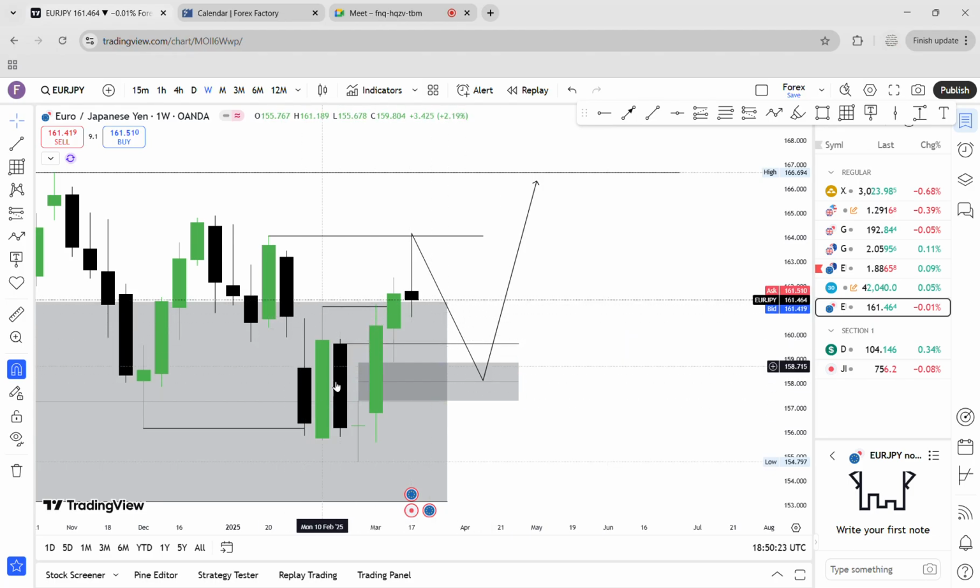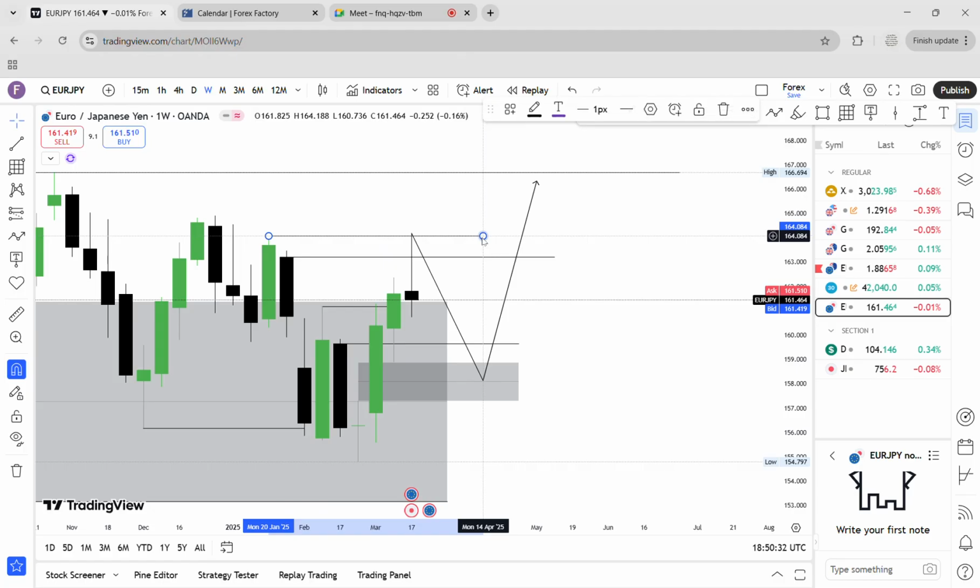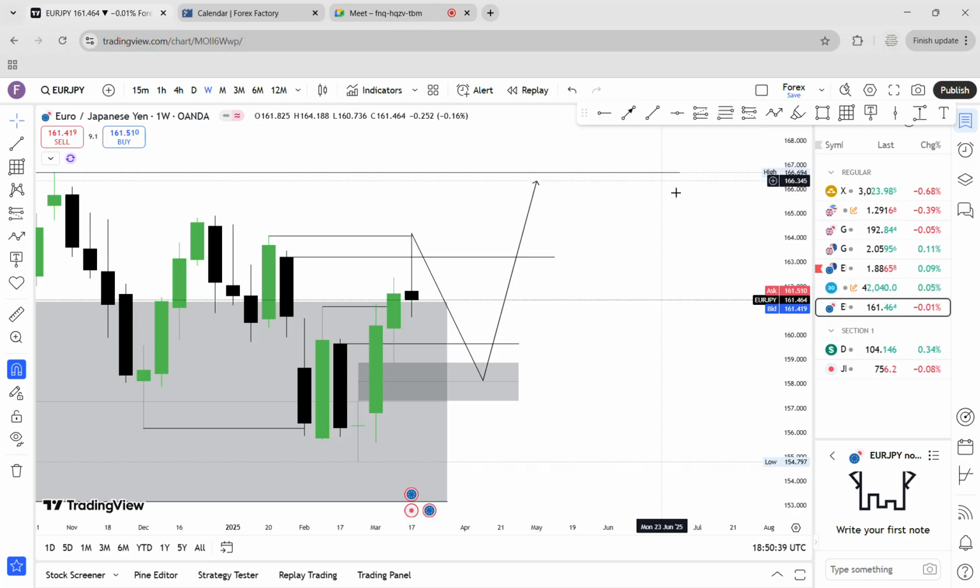Every price action here has been balanced. Where is our next price action? Right here. The last 2 down candles before a break. You understand? Yes.